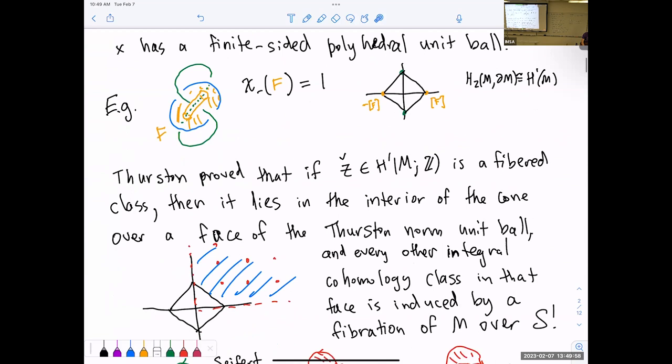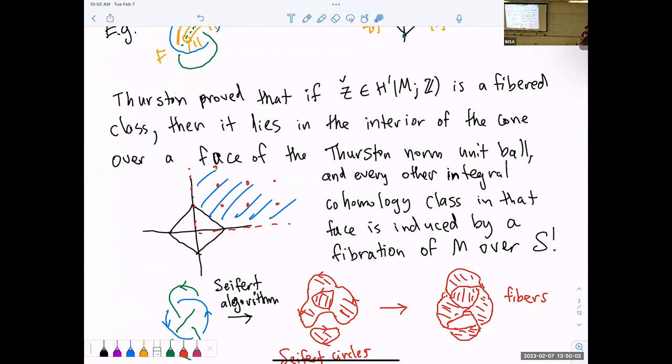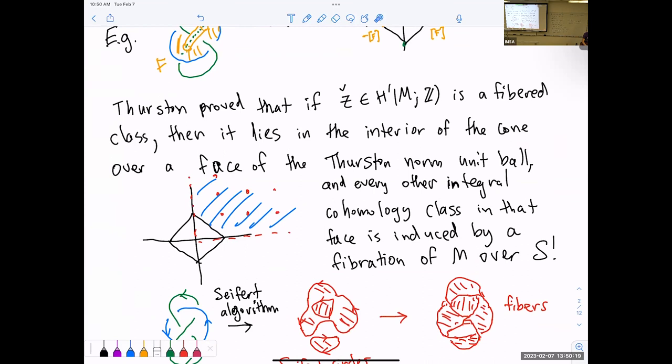Thurston proved that first of all, the fibered class lies in the interior of a face of the Thurston norm unit ball. And moreover, every other integral class in the cone over that face is also fibered. Here I've drawn an example in the Whitehead link. Here's a face of the unit ball, and then we take the interior of the cone over that face. So that's this quadrant, and you take any integral point in there. His theorem says that if there's one fibered class in there, then all the other ones in that face will correspond to a fibered class. So that's Thurston's fibered face theorem.